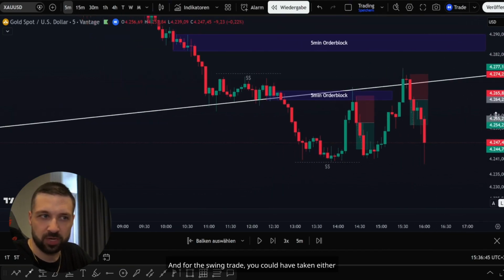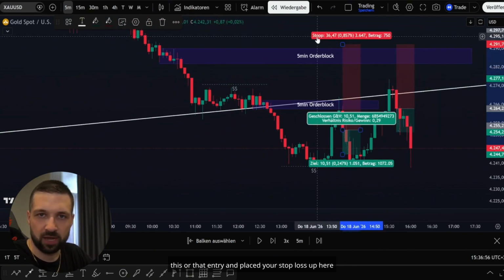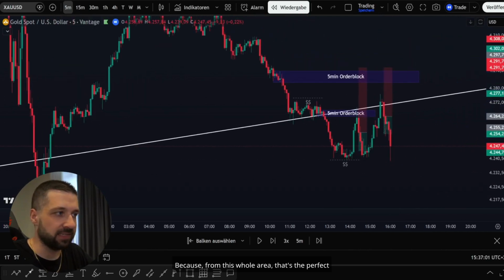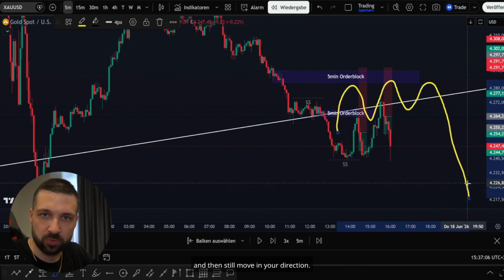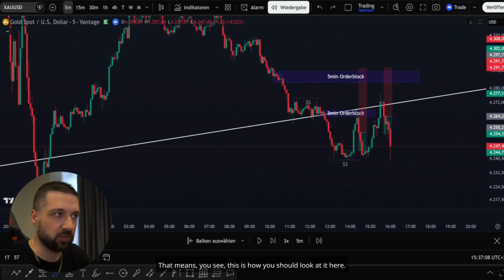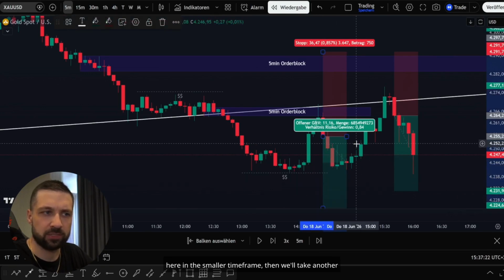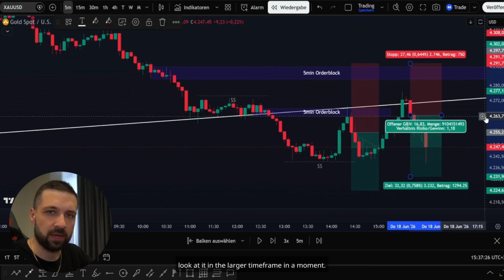And for the swing trade, you could have taken either this or that entry and placed your stop loss up here above this order block. Because from this whole area, that's the perfect point, I would say, where the chart could still breathe and then still move in your direction. That means, you see, this is how you should look at it here. But if you really don't like looking for these entries here in the smaller time frame, then we'll take another look at it in the larger time frame in a moment.